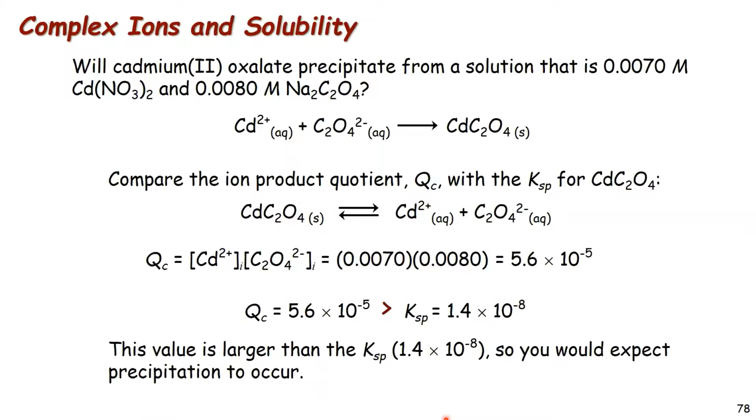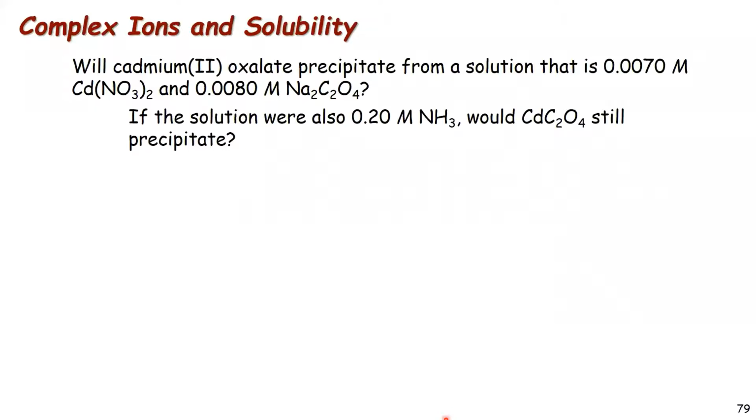Okay, let's look at the same reaction. This time, in addition to all of this, it contains 0.2 molar of the ammonia. And again, we're going to ask, will a precipitate form? Well, since the ammonia is going to form a complex with the cadmium, only the free cadmium 2 plus will actually react with the oxalate to form a precipitate.